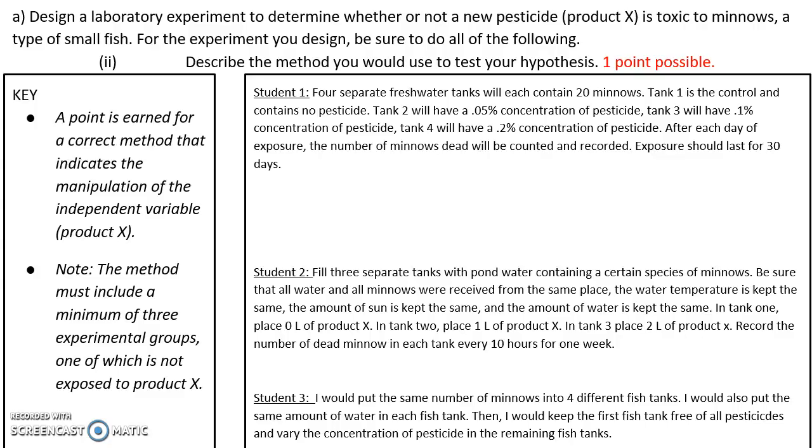The water is kept the same. The amount of sun is kept the same. The amount of water is kept the same. In tank 1, place 0 liters of product X. In tank 2, place 1 liter of product X. In tank 3, place 2 liters of product X.